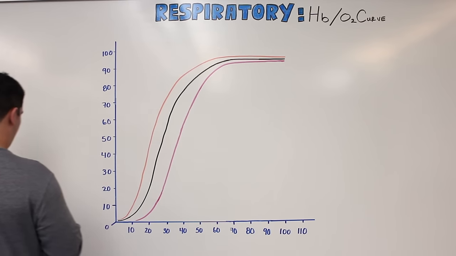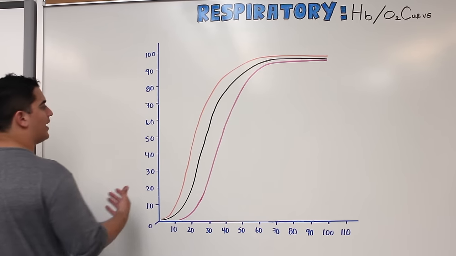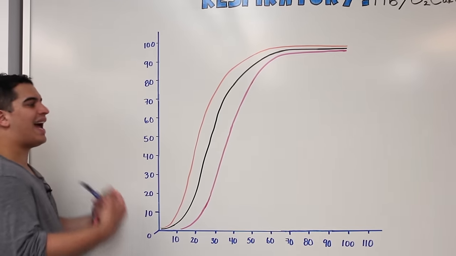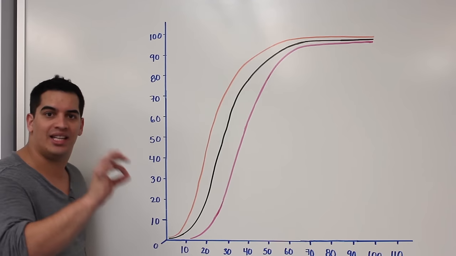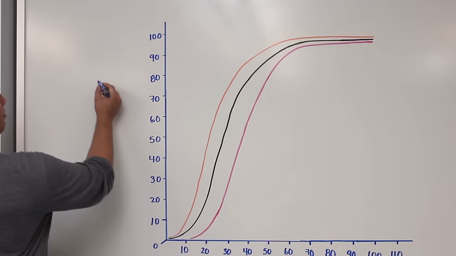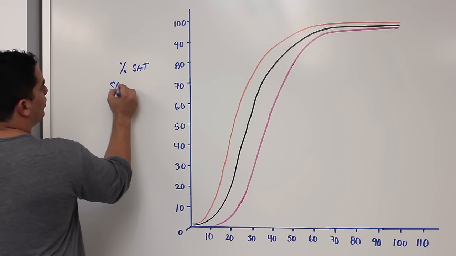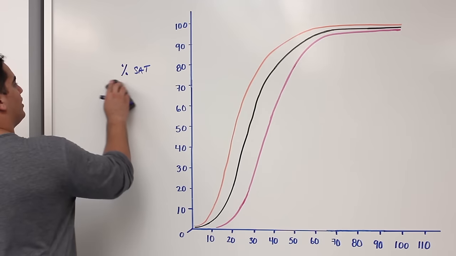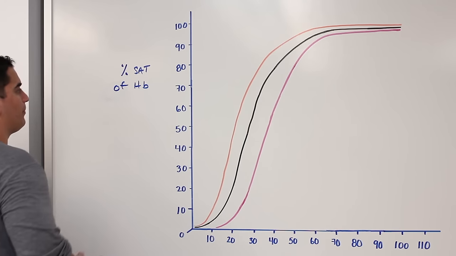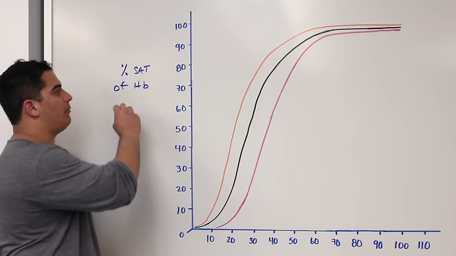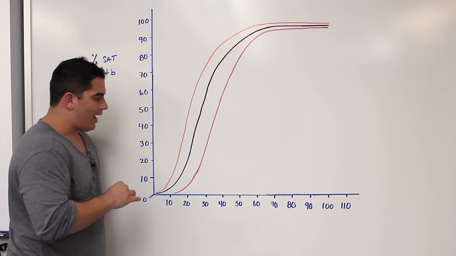On the y-axis, this is going to be representing the percent saturation of the hemoglobin. Now, when we talk about percent saturation, what do we mean? It's the percentage of oxygen that's bound to hemoglobin. So that's what percent saturation means. So the percent saturation of hemoglobin, Hb. And again, what does this mean? It's the amount of oxygen that's bound to hemoglobin in percent form. That's it. So now that's the y-axis.